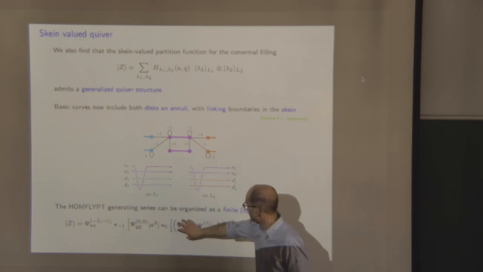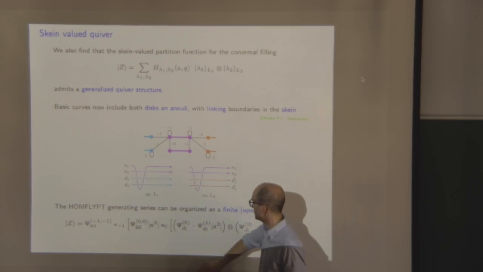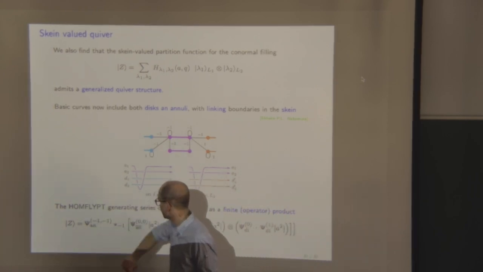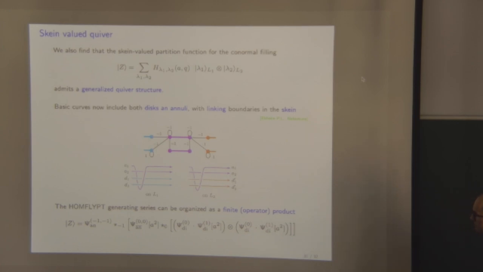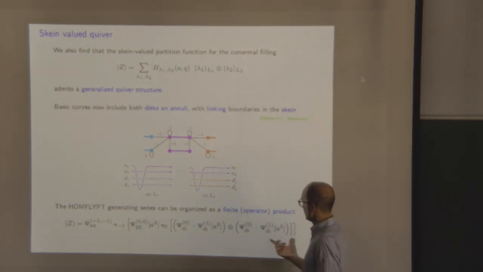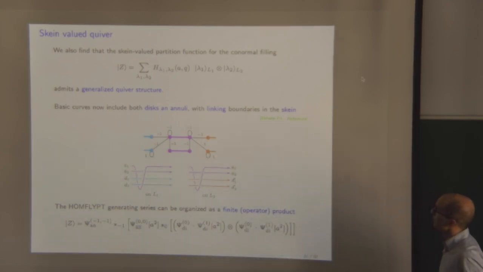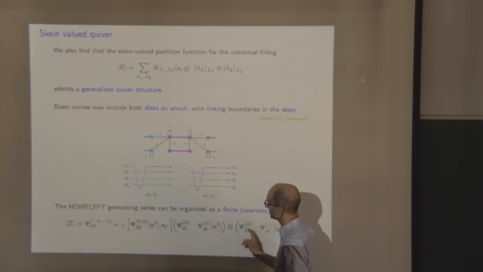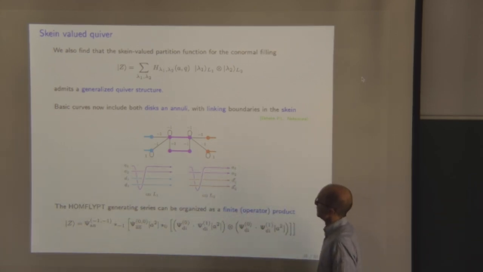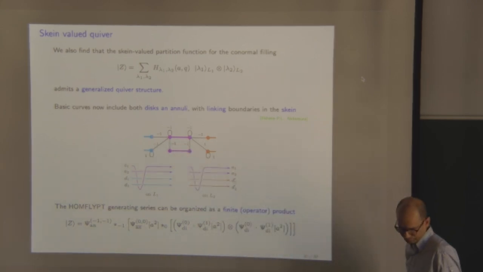So these are the contributions from the disks on brane 1, the disks on brane 2, an anti-annulus and an annulus, and the star products denote some linking numbers. And the claim is that you can write down the whole partition function of HOMFLY-PT polynomials with arbitrary partitions in this very compact form. So this is a quiver picture. It's generalized to the skein, and it's also generalized in the sense that it includes annuli, not only disks.